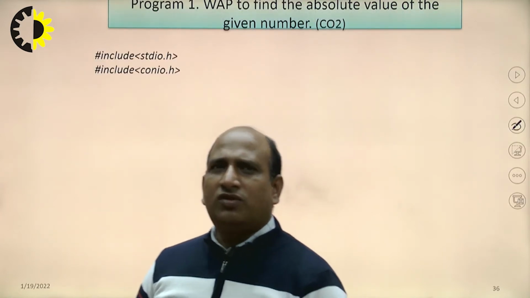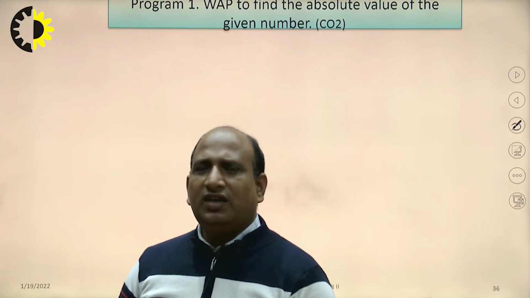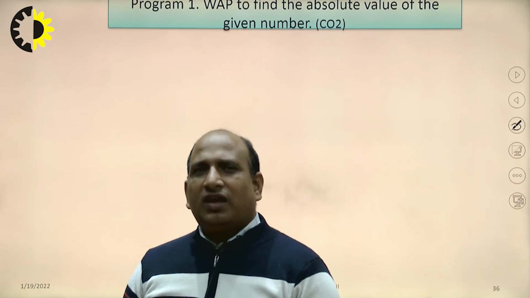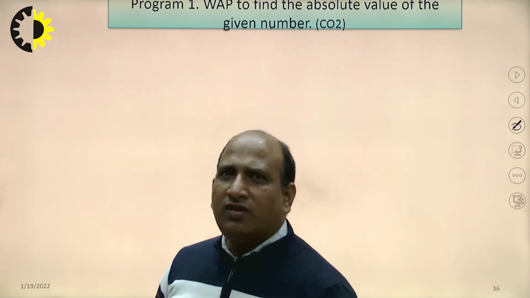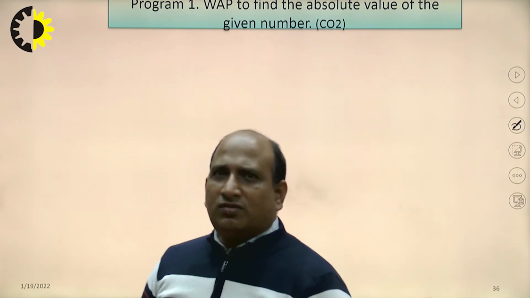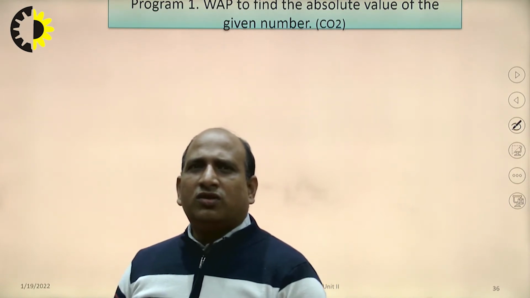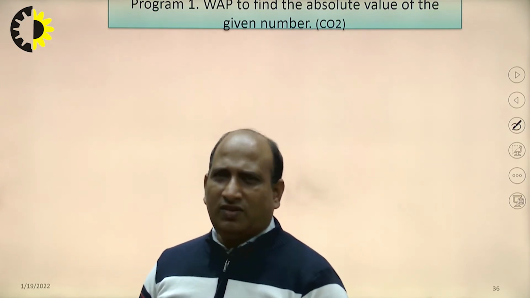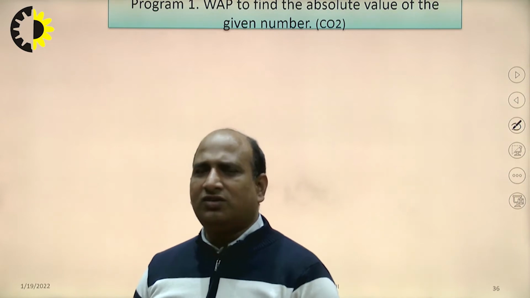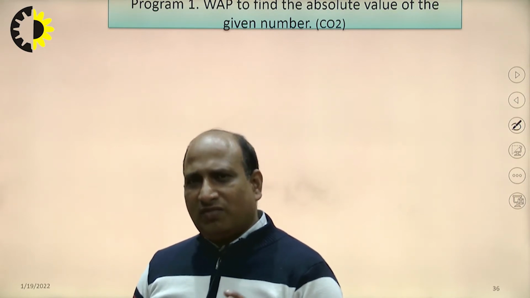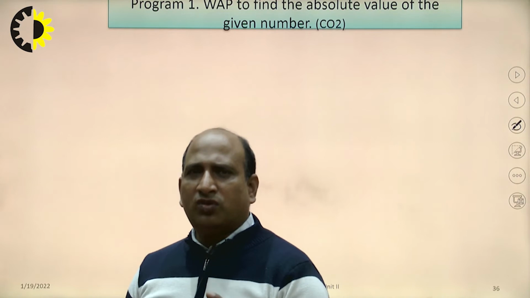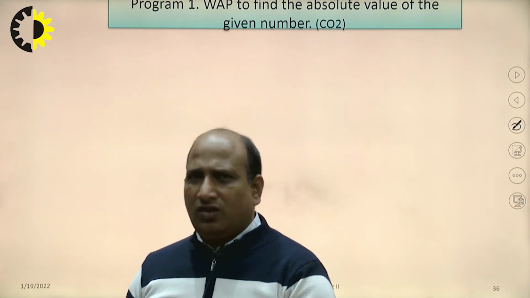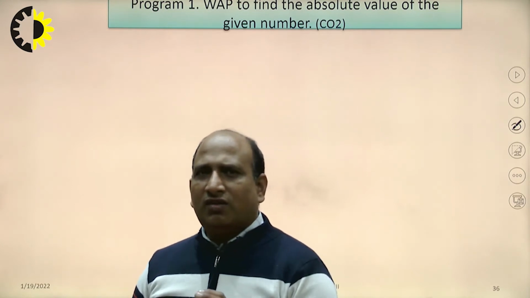Here is a program by which we can understand this if statement. For example, I have written a program: write a program to check whether a number is absolute or not, or write a program to find the absolute value of a given number. If a number is negative, we also know that the absolute value of -4 is 4. The absolute value of 4 is 4, means we want to ignore the negative symbol.